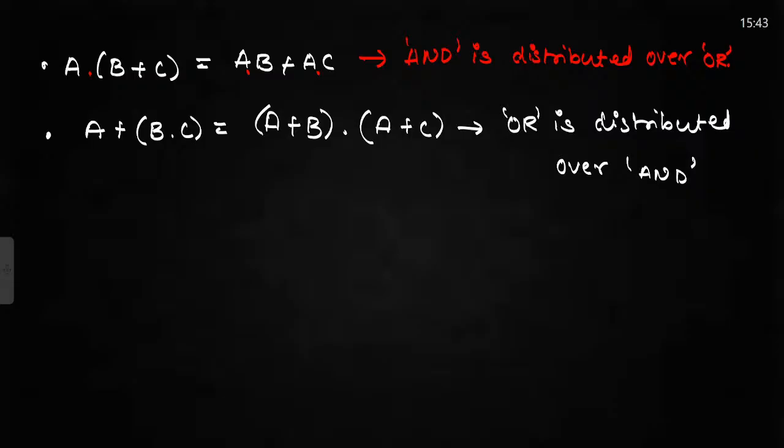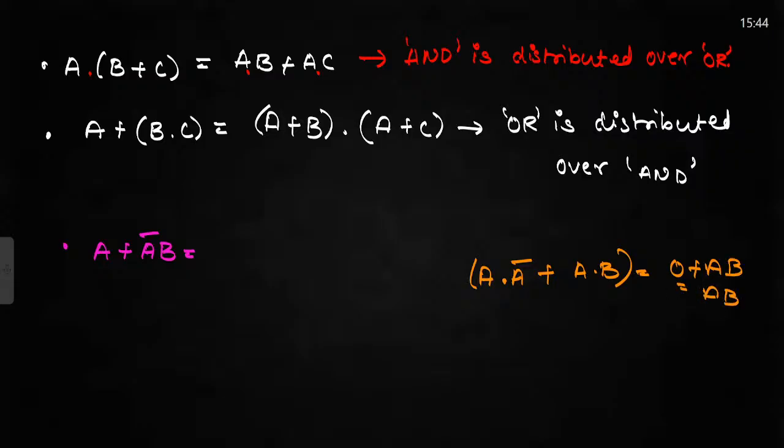Now let us understand another important one. Let us say I am having A plus A bar B. When you try to solve this one, you will get A into A bar, when applying the distributive law, then AB. So A into A bar is 0, as we have learned. 0 plus AB. We will get AB.